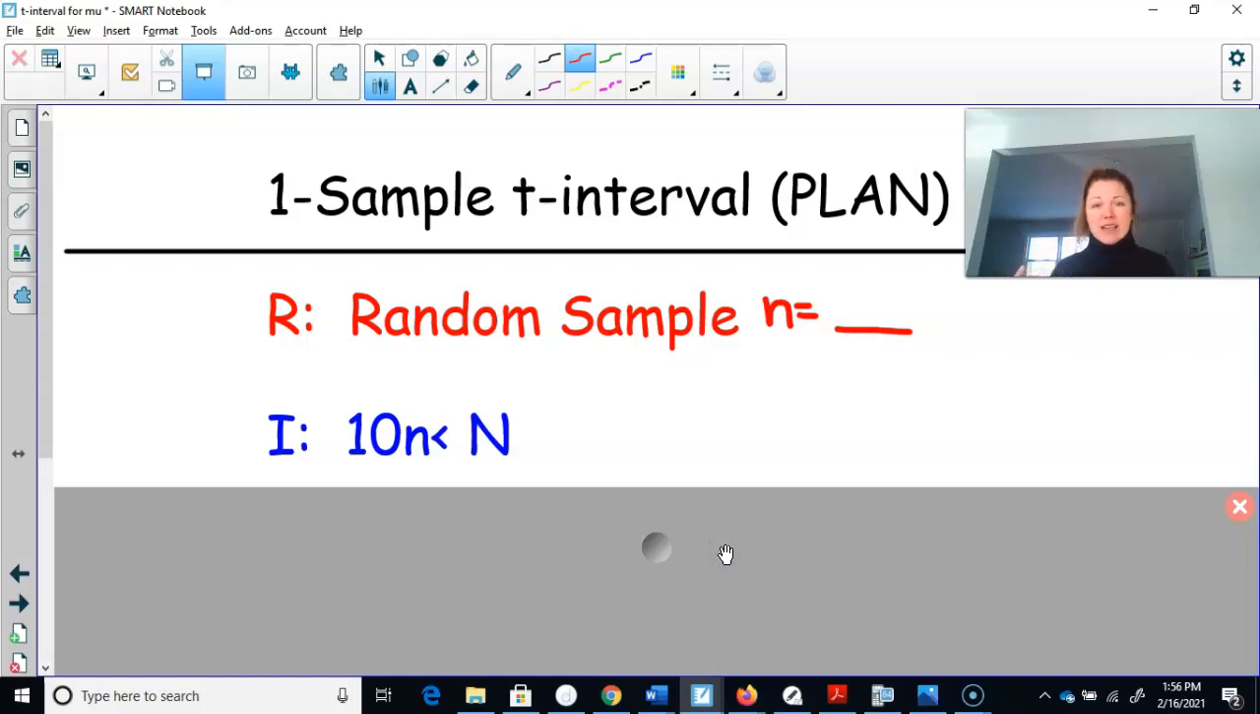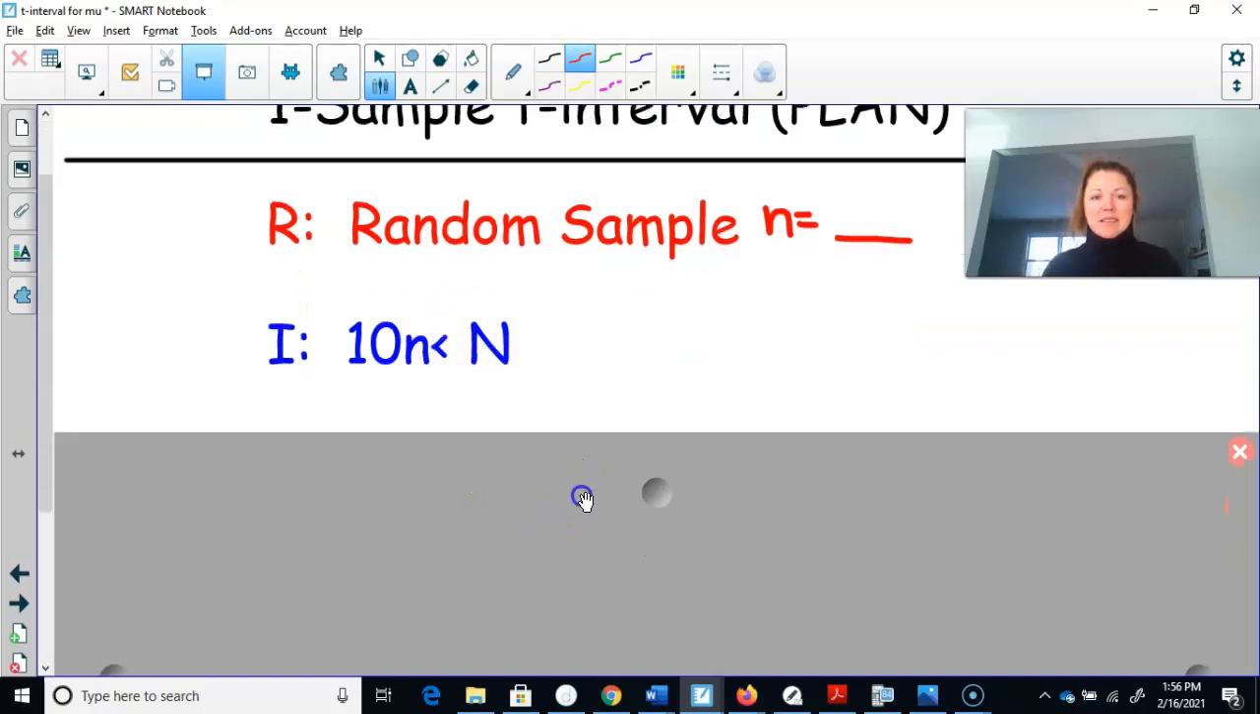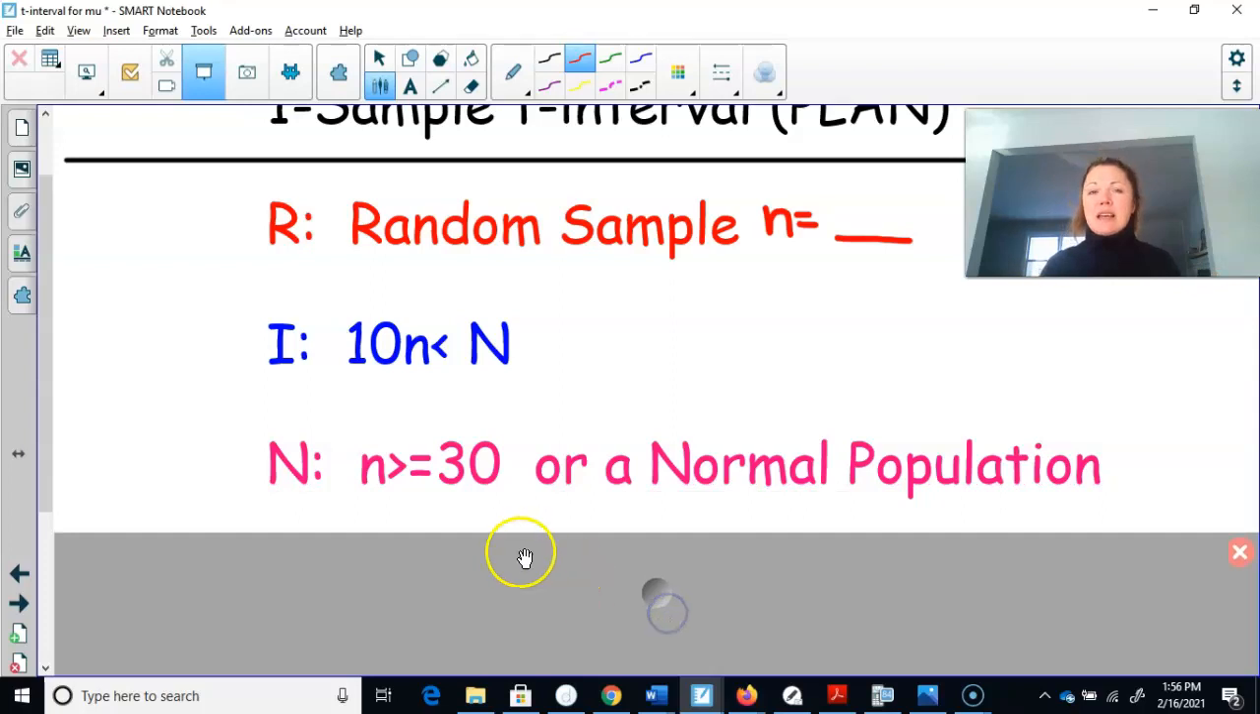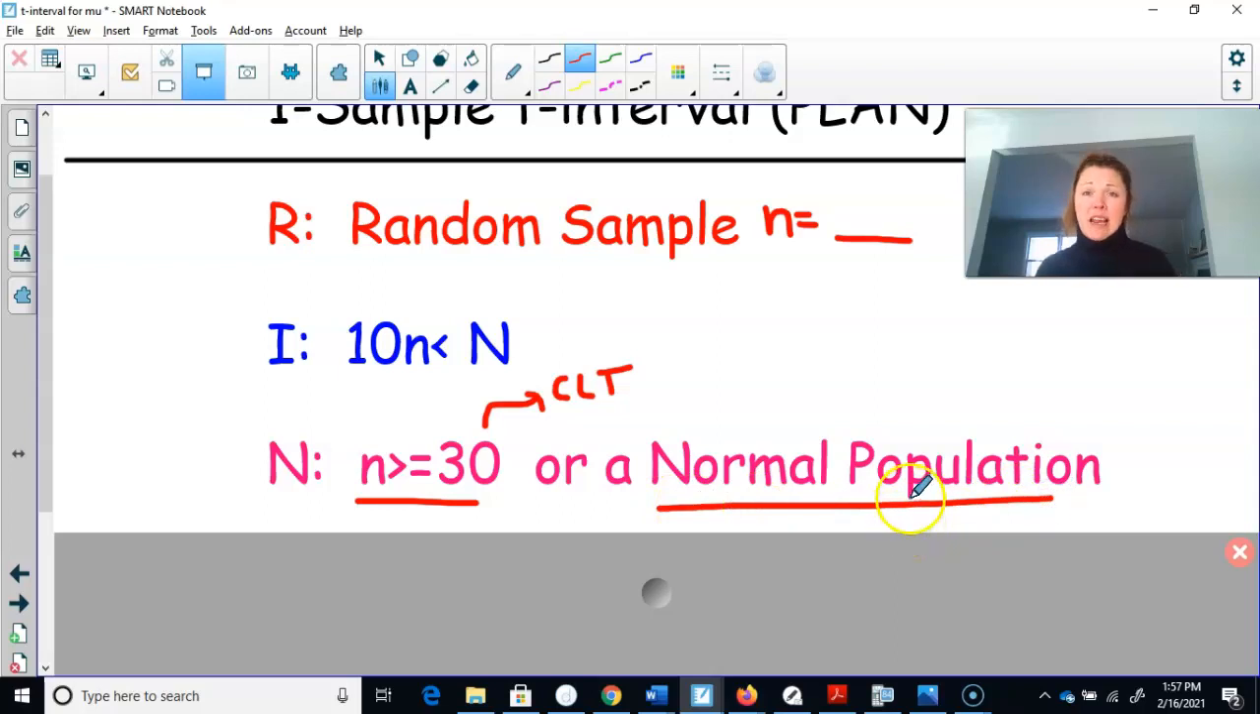The next one is our independence: 10 times our sample size has to be less than our population size. And then we have our normal condition. This is going to be different. You learned this in Unit 5. When we're dealing with means, n has to be greater than or equal to 30. That comes from the central limit theorem. Or it needs to be part of the normal population. So it will state that your sample comes from a normal population.